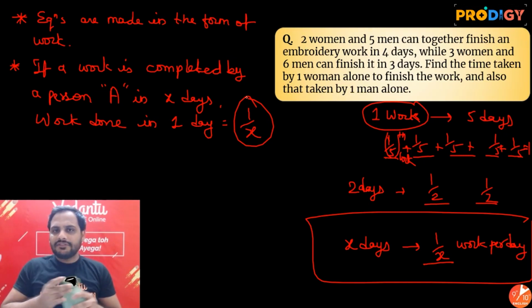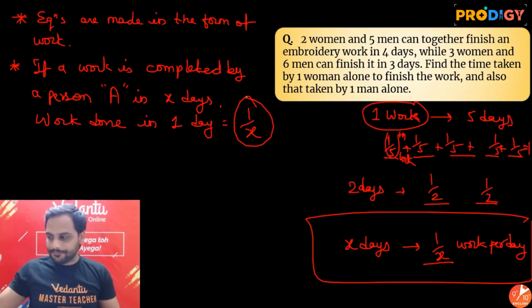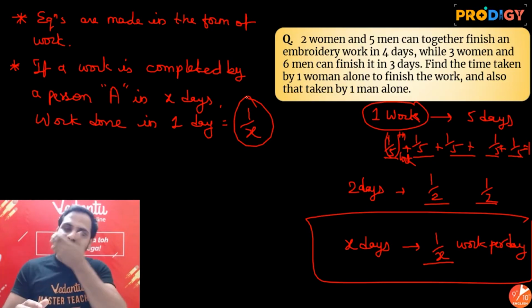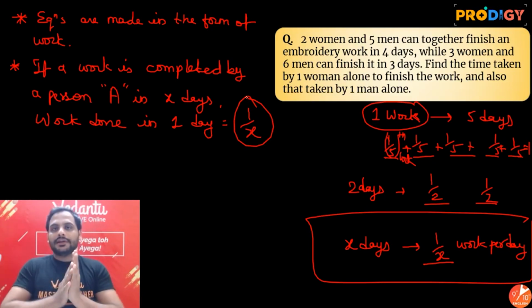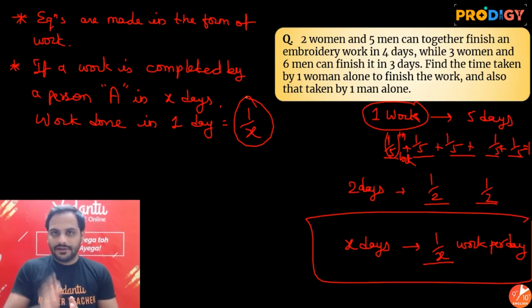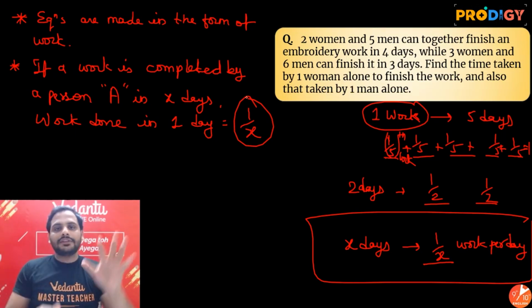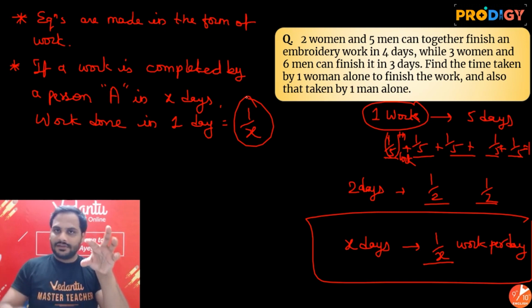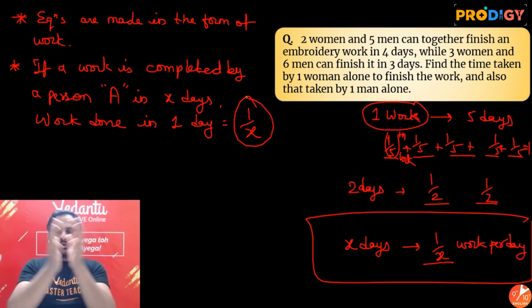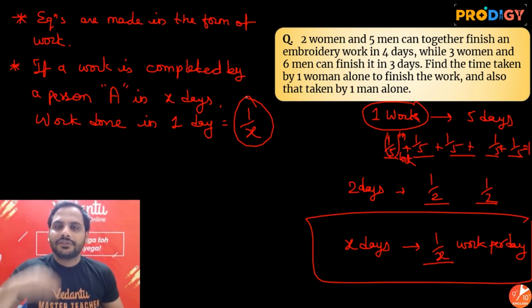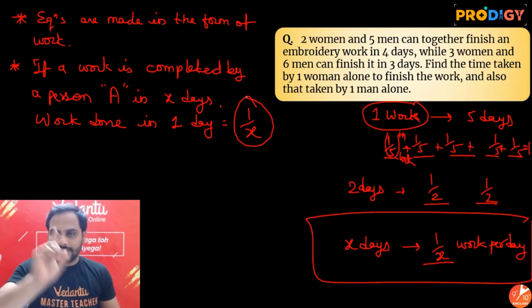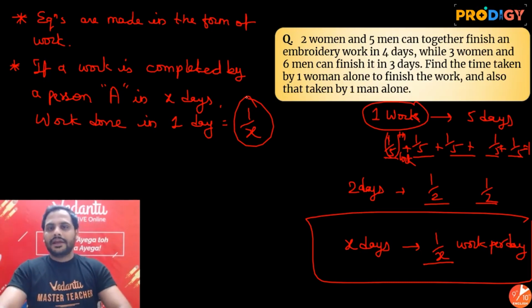And let's say if one more person B is there, who is completing the same work in, let's say, Y days. So work done by person B in 1 day will be 1 by Y. Now when both A and B are working together, we say their work will be added. So how much work they will do in 1 day? A is doing 1 by X, B is doing 1 by Y, total work will be 1 by X plus 1 by Y. So we need to add the work. Okay? This is the basic for time and work problems.